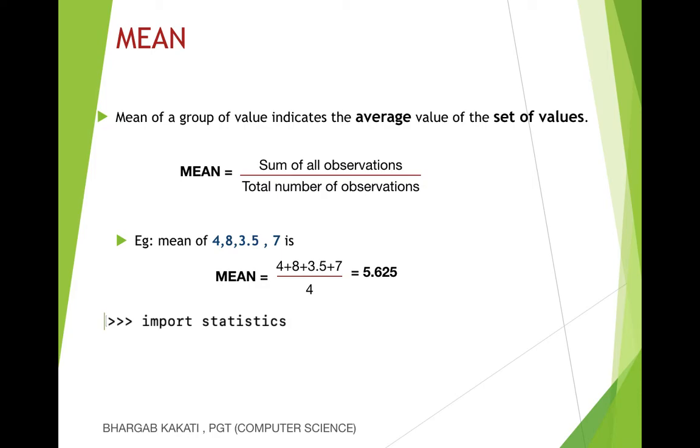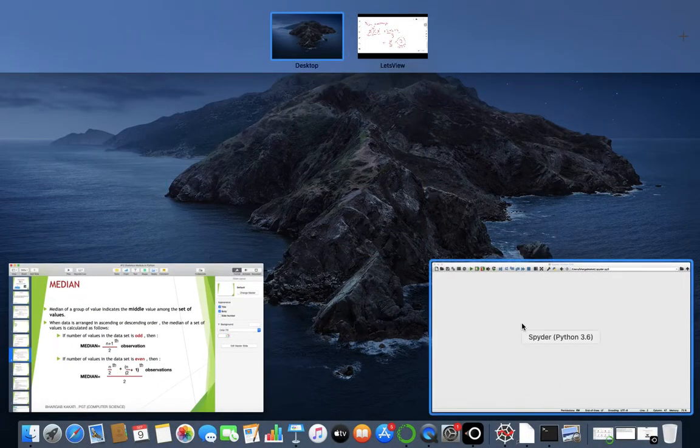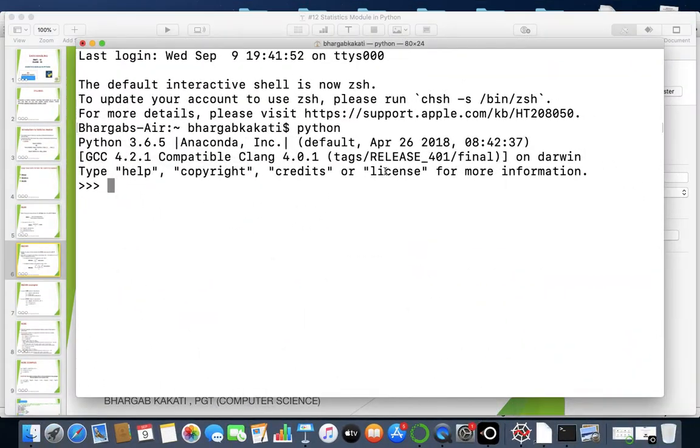But before that we need to pass the data set in the form of a list. So let's write x equals 4, 8, 3.5, 7. And then for finding out the mean, I'll write statistics.mean, and within brackets I'm writing x. Why x? x has all the data together. Now if I press the enter key, I'll get the result as 5.625.